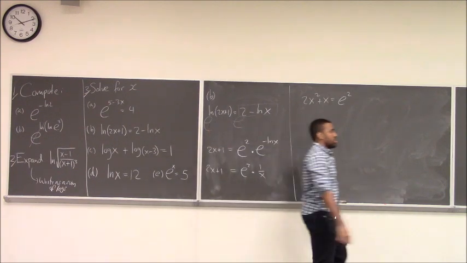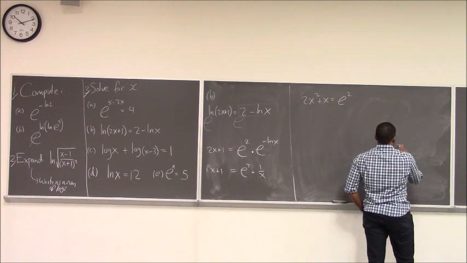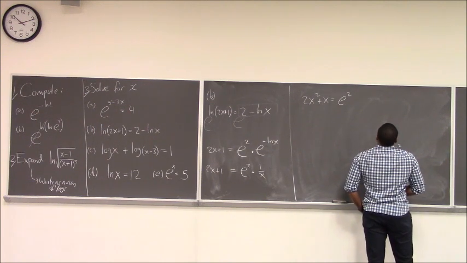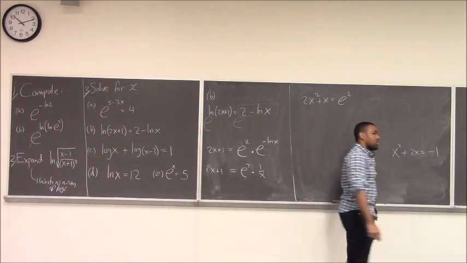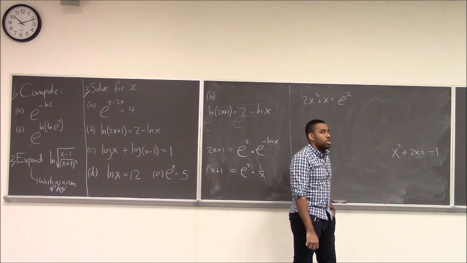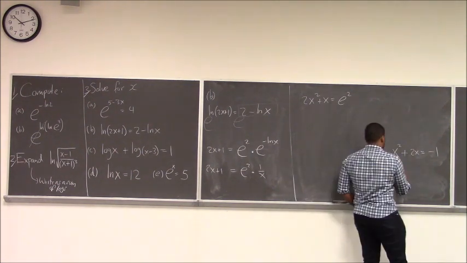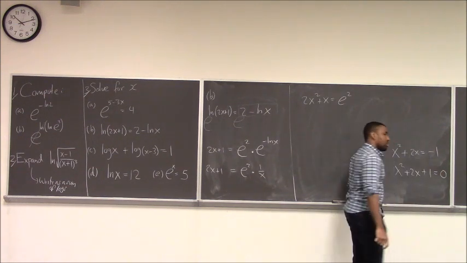Let me ask you a different kind of question. What if I asked you, how would you have solved that? You add the 1 to the other side, and then subtract the e. And what would you have done now?